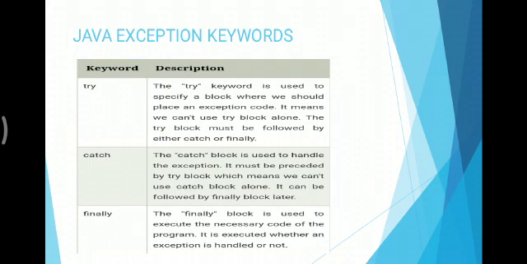Catch. The catch block is used to handle the exception. It must be preceded by a try block, which means we cannot use a catch block alone. It can be followed by finally later. Finally, the finally block is used to execute the necessary code of the program. It is executed whether an exception is handled or not.